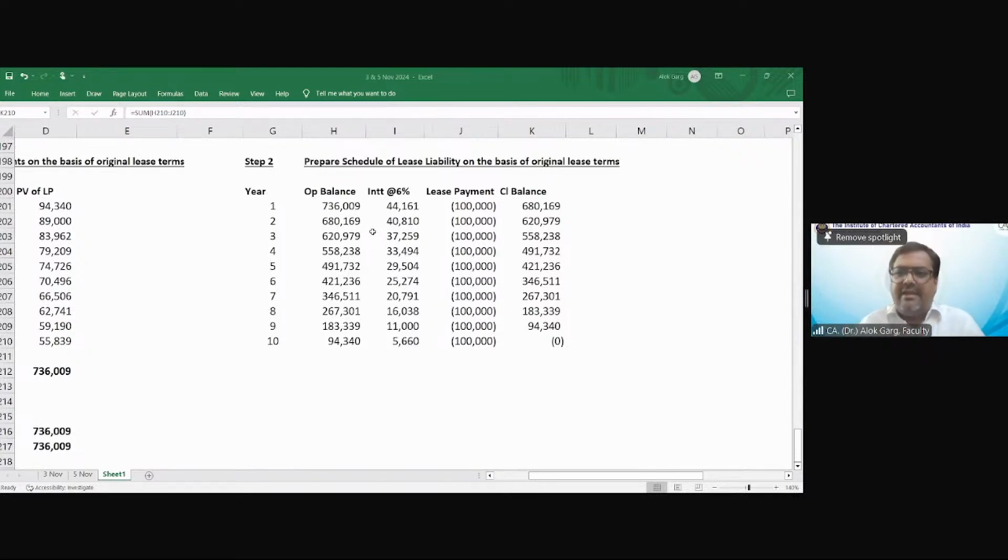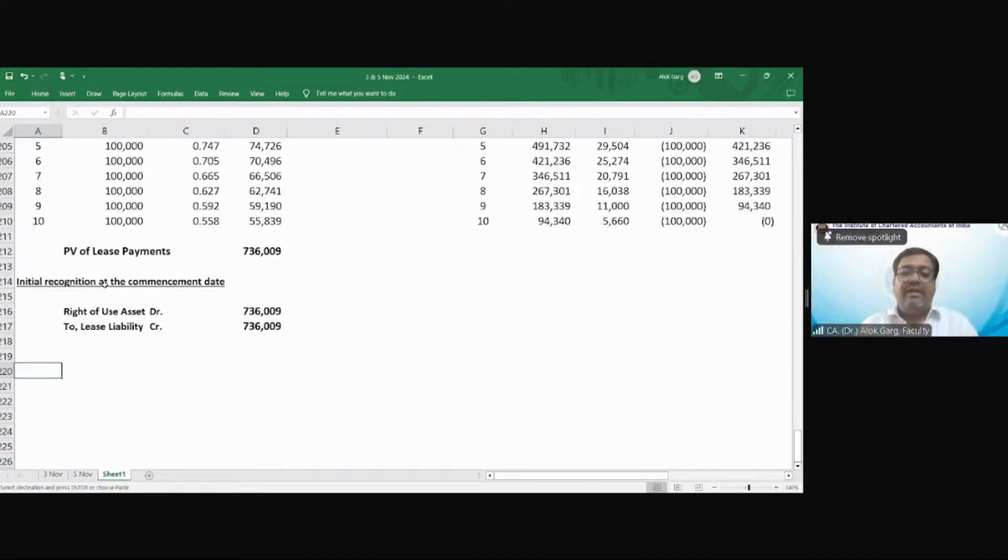We will have to calculate the carrying value. Carrying value at the time of modification. Calculate the carrying value of the ROU asset and lease liability at the time of modification. That is end of year 6.